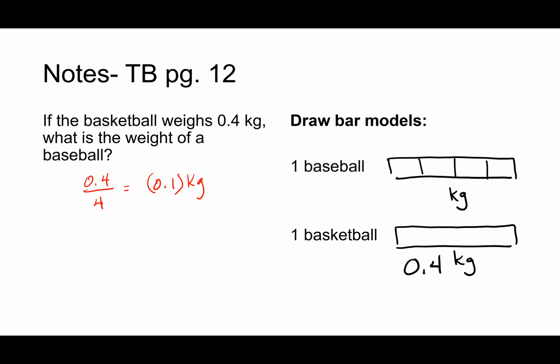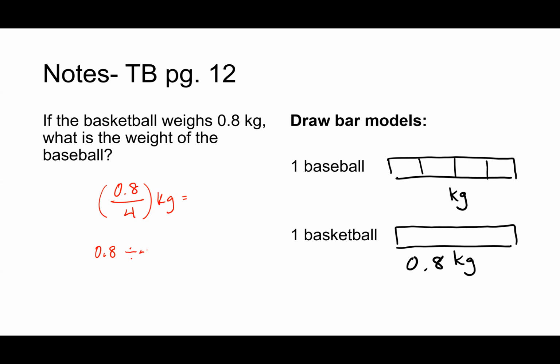All right, let's go to number 2. If the basketball weighs 8/10 of a kilogram, what is the weight of a baseball? Owen? 2/10 of a kilogram. Yeah, so we're going to write that like this. Actually, let's write the whole problem. So we've got 0.8 divided by 4. Is this throwing anybody off, me using the fraction bar with a decimal and a number underneath it? Oh, we just need to read it from top to bottom. It's the same thing as saying 0.8 divided by 4.